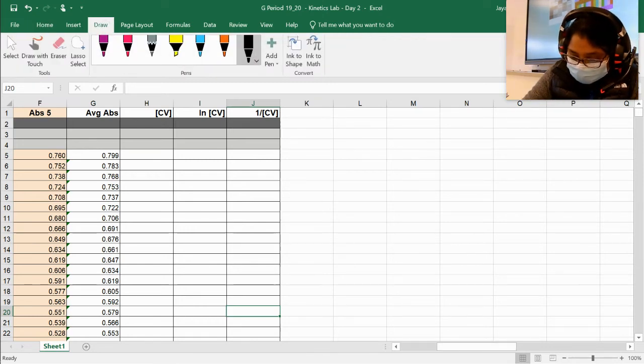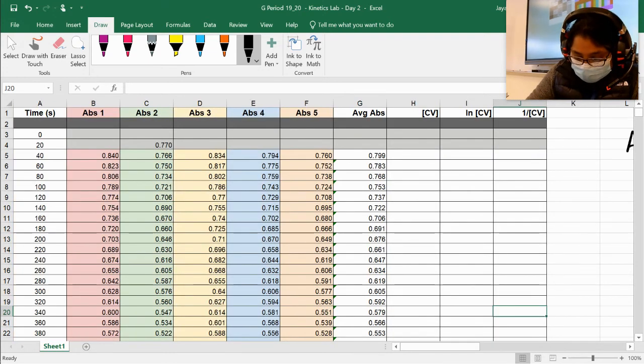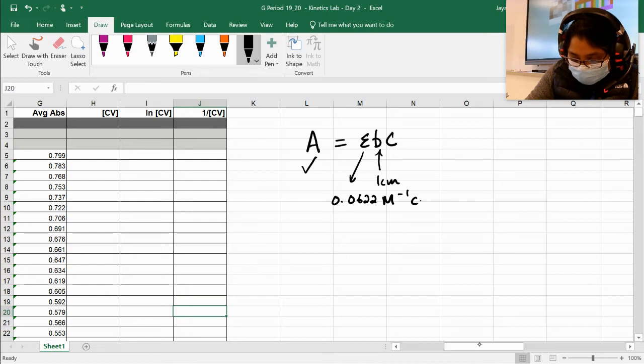So you have Beer's law, which is A equals molar absorptivity constant times path length times concentration. Now you have absorbance values that you just collected. So look at this data. These are absorbance values from 5 groups, different colors, for 900 seconds. So you have your absorbance values. You know the path length is always 1 centimeter. You have your molar absorptivity constant, which is 0.0622, okay? Molarity centimeters. So now you can actually calculate your concentration because this is your unknown.